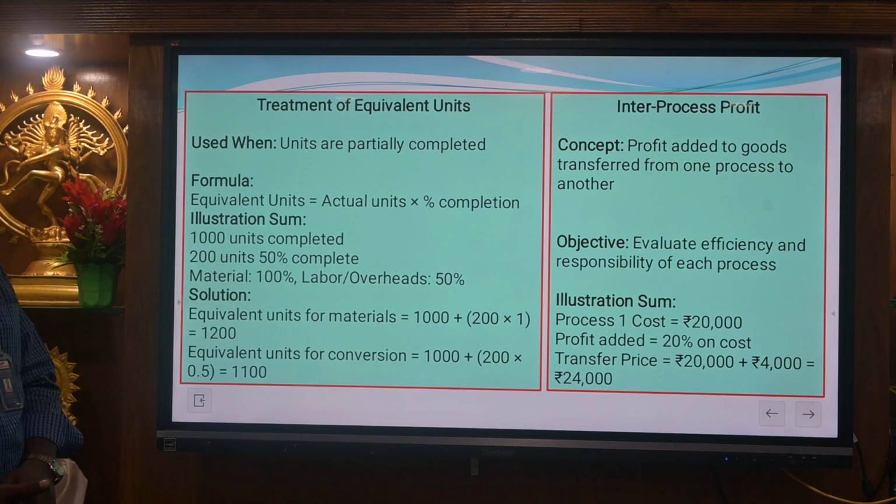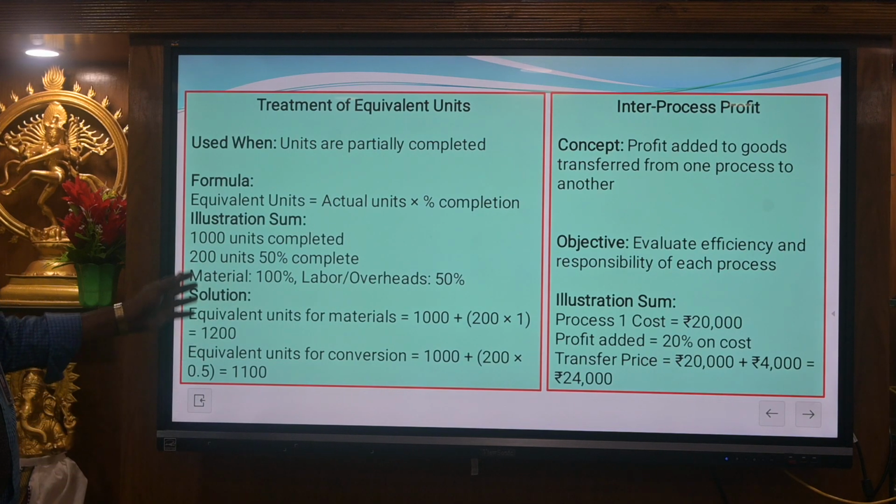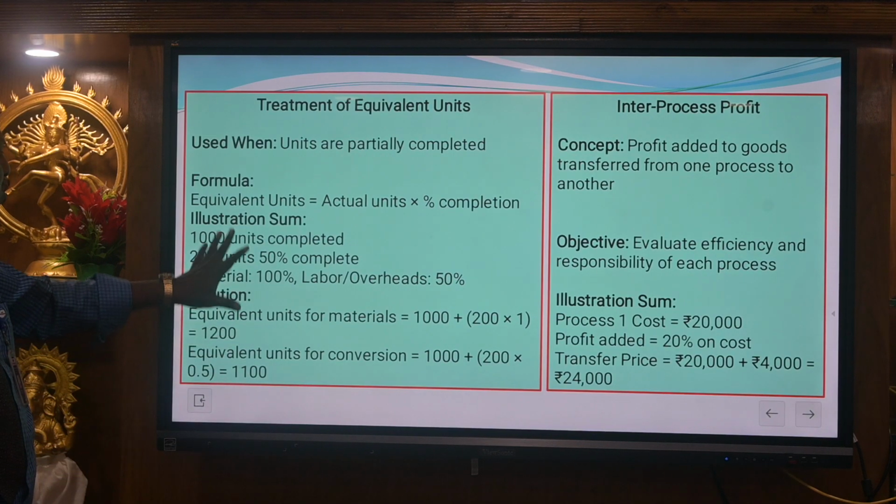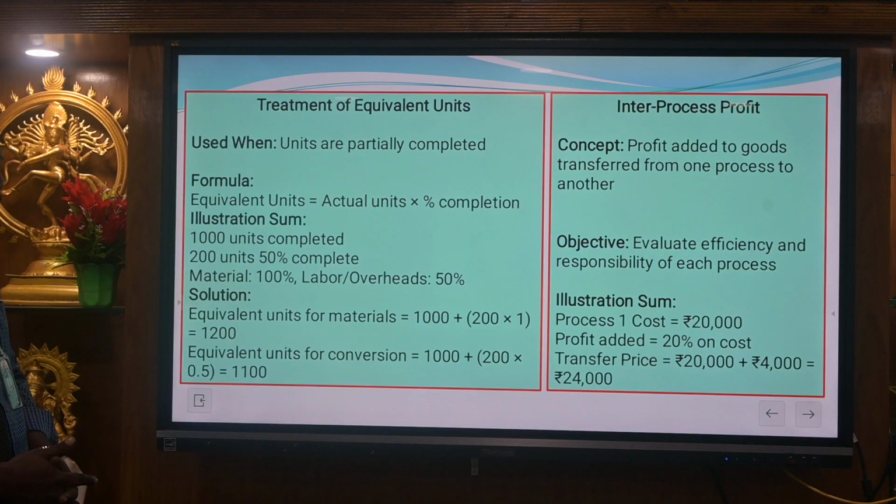Here we are given an illustration about that. Here 1000 units are completed, then 200 units are 50% completed. Here the material is 100%, labor or overheads 50%. So based on that we can find the equivalent units.